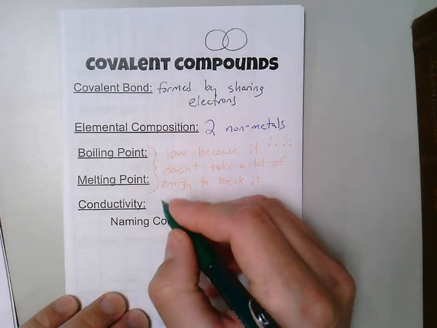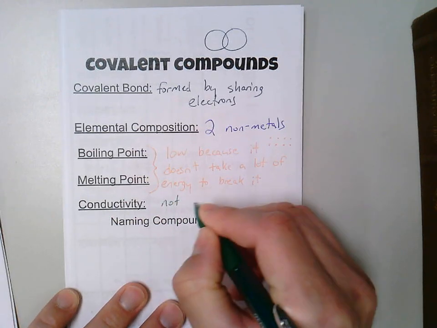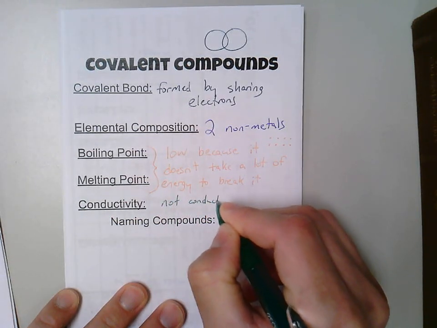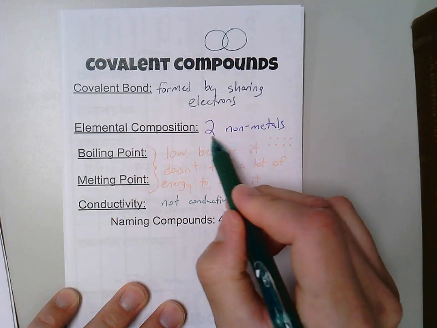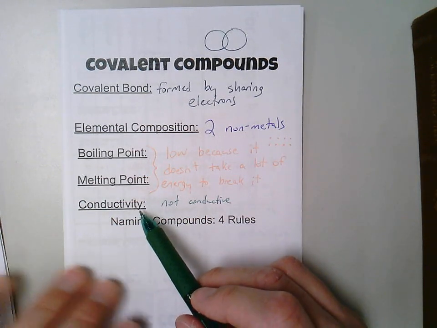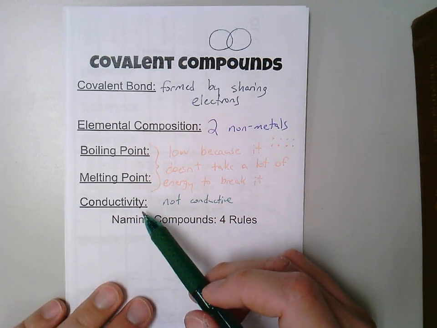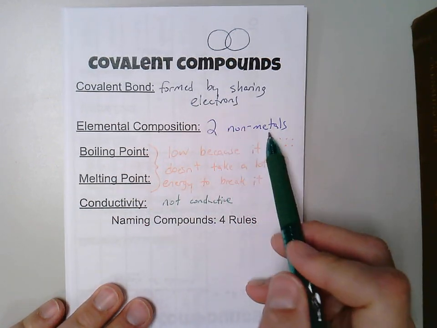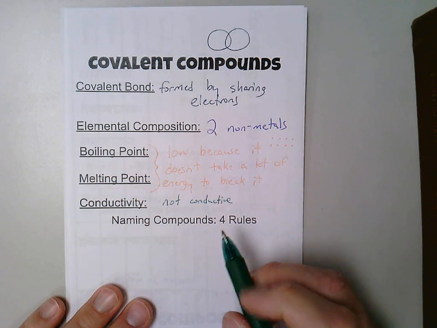And conductivity, this one should make sense as well. It's not conductive because, again, we're dealing with two nonmetals. Metals are very conductive for electricity and heat, but nonmetals are not, so they're not very conductive.